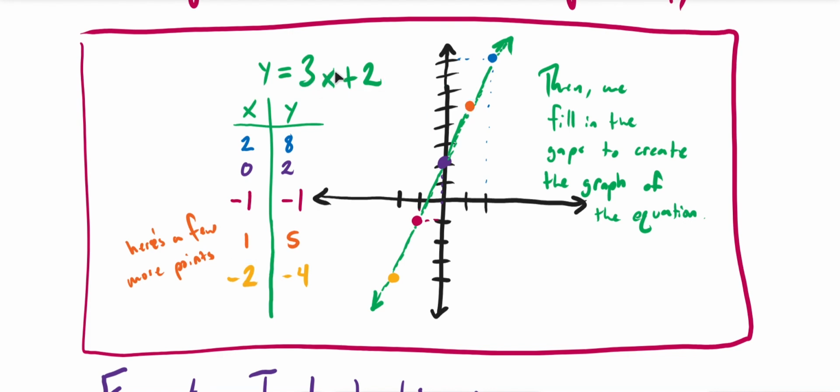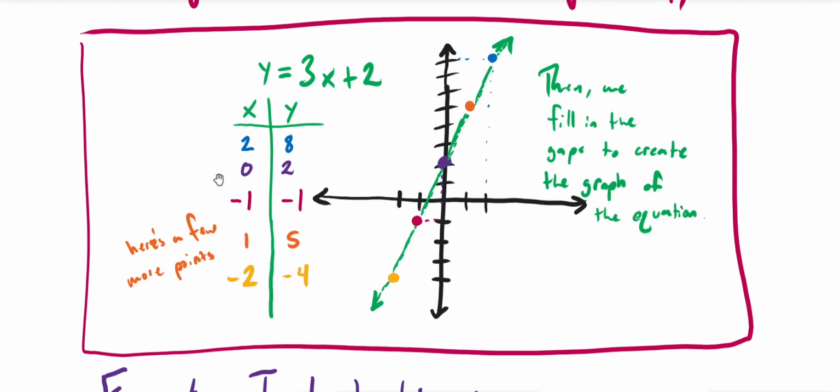And then minus 2, if I plug in minus 2, I get minus 6 here. Plus 2 is minus 4. That's here. Minus 2 for x, minus 4 for y. And then we connect the dots, right? I could have plugged in negative 3/2 or positive 1/4 or any other of the numbers on the x-axis, and you'd get more points.